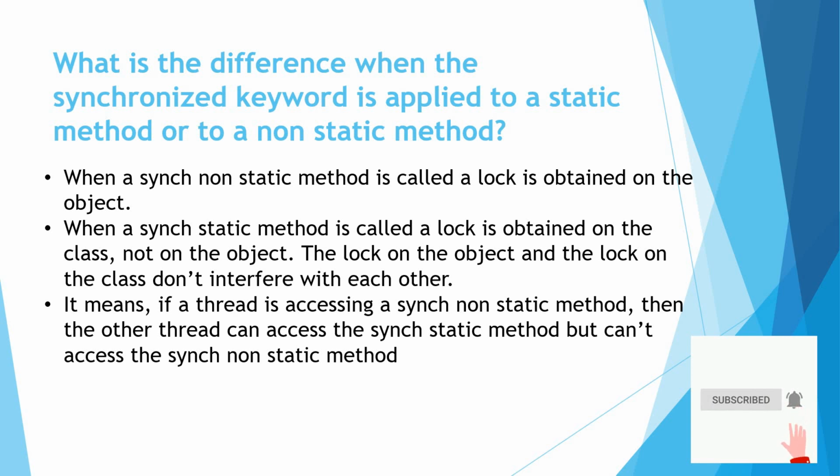What is the difference when the synchronized keyword is applied to a static method versus a non-static method? When a synchronized non-static method is called, a lock is obtained on the object. When a synchronized static method is called, a lock is obtained on the class, not on the object. The lock on the object and the lock on the class don't interfere with each other. It means that if a thread is accessing a synchronized non-static method, then another thread can access the synchronized static method but can't access the synchronized non-static method.